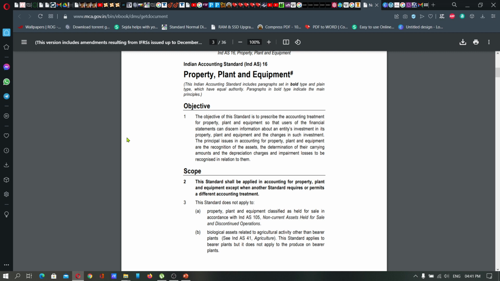Because the investors want to invest their hard earned money in the company or the business, they have the right to know what position or situation the company is going through in dealing with property or investment in property, plant and equipment. So the objective of the standard is to prescribe the accounting treatment for property, plant and equipment. Why? So that the users of the financial statement can get information about the entity's investments in this particular field and the changes they have made in the investment also. So that is with regard to Ind AS 16.